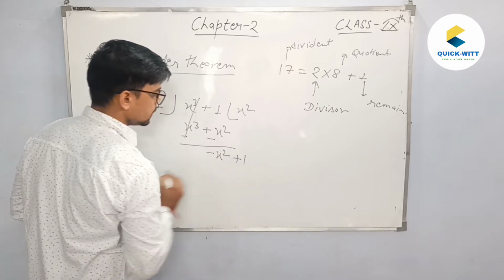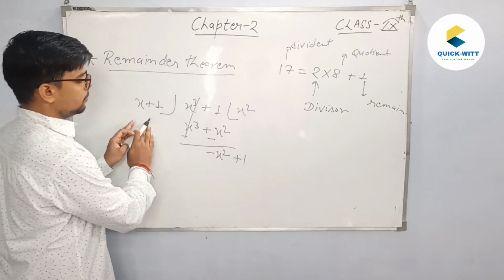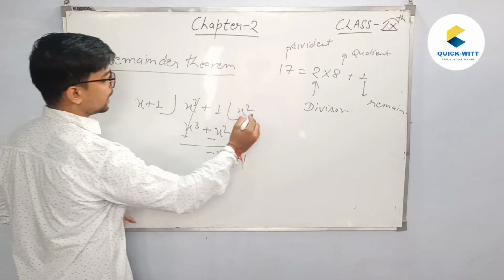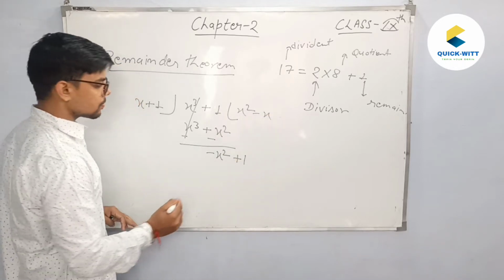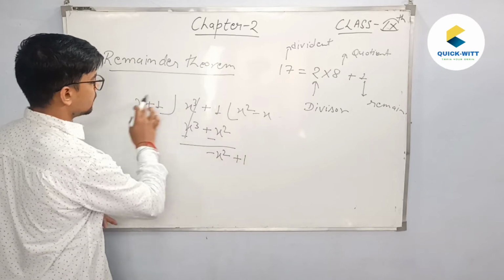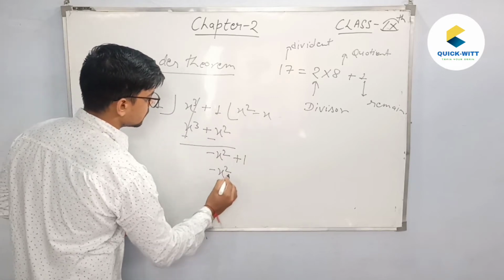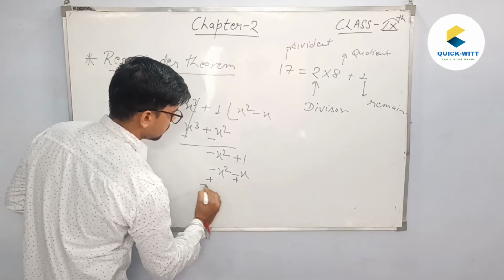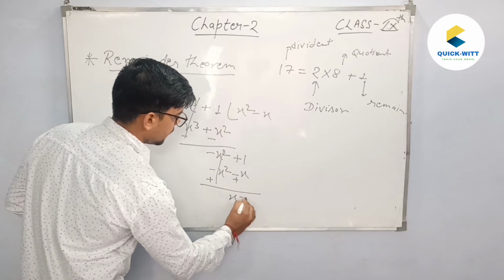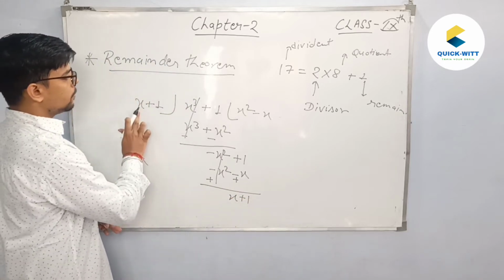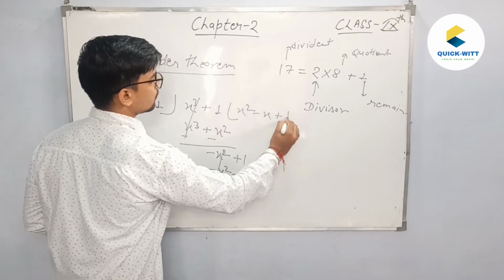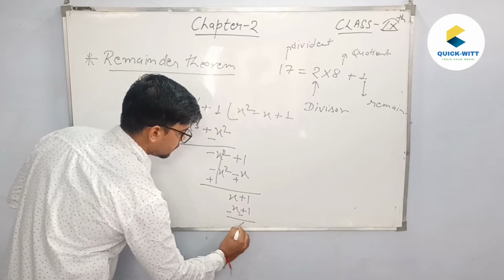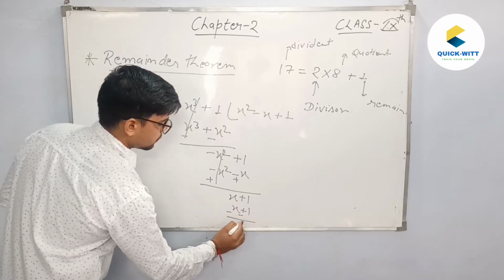And what will I get? X square plus 1. Now same thing, I have to get minus x square, so I multiply this term by minus x. So when we multiply this term by minus x, what will I get? Minus x square and minus x. Okay, change the signs. This will cut and I will get x plus 1. Now I have to only multiply it by plus 1. So I multiply by plus 1, and what will I get? 0.